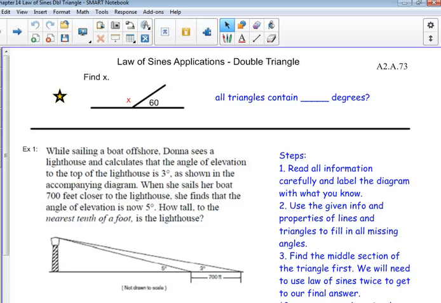So we're going to work with log sines again today. I collected your homework yesterday. I think you guys did pretty good with your log sines. Now, log sines can come up all over the place on your Regents exam.